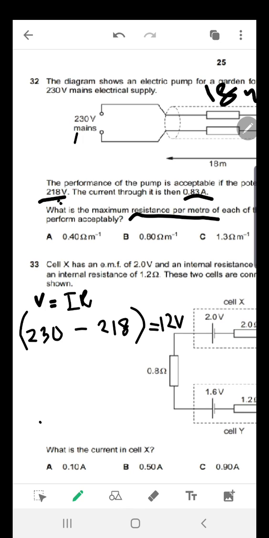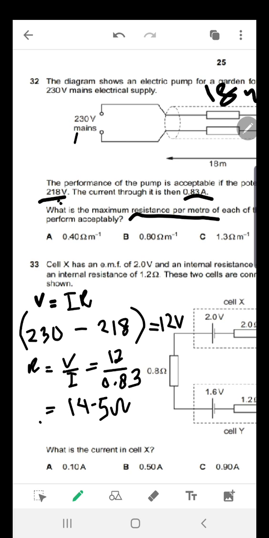And the current through the electric pump, we know that it is 0.83, right? The same current flows through the cable since it is in series with the pump. So the cable will have a total resistance of V over I, which is 12 over 0.83, and it is equal to 14.5 ohms.